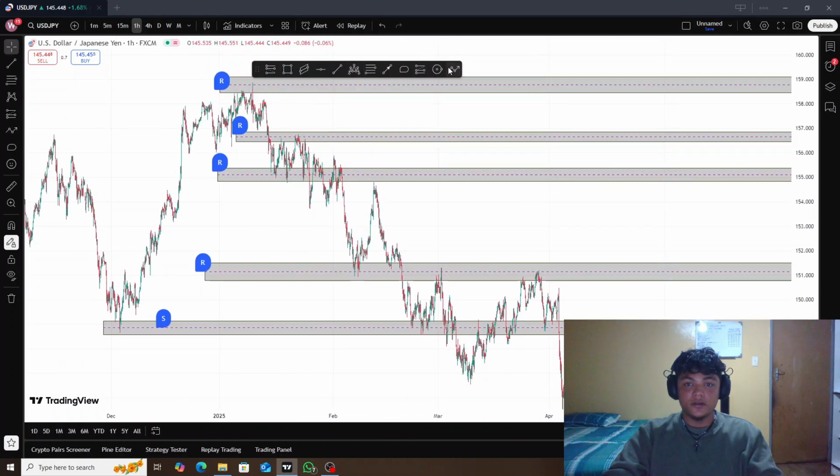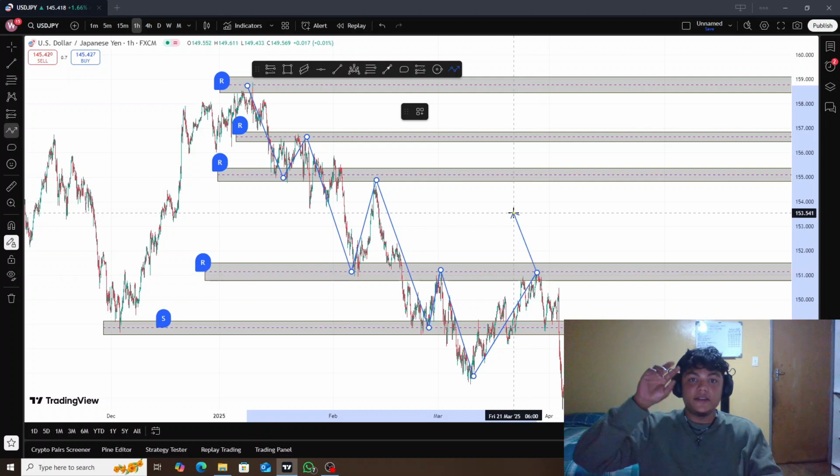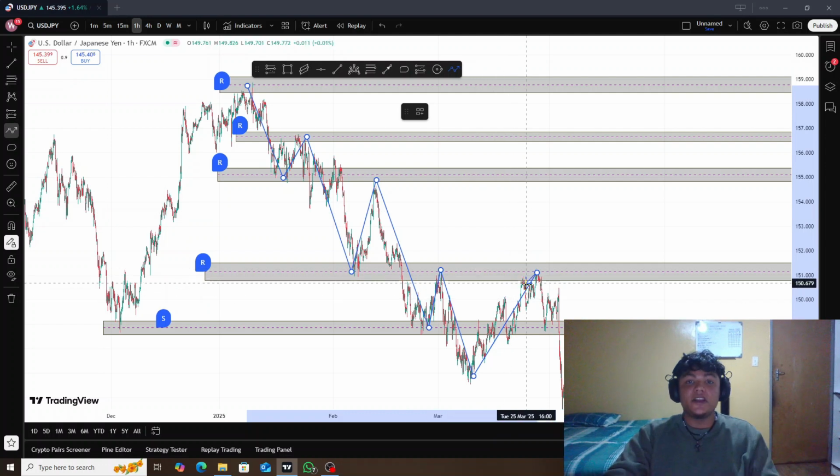So this is the market now, came from here, retested, went down, retested, went down, retested, went down, and now the market, it didn't retest, it went straight to the resistance. Now when this happens, it can mean that the downtrend is about to end. I spoke about this in my first video. It can mean that the downtrend is about to end.